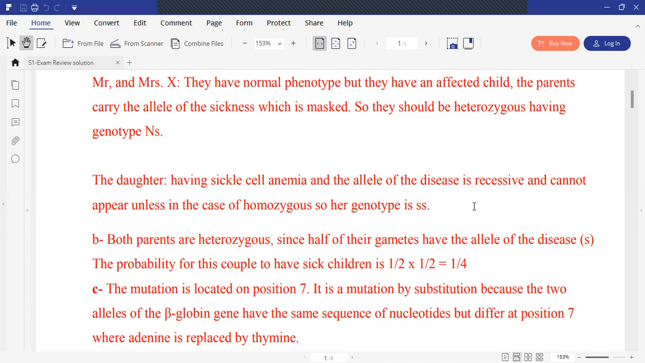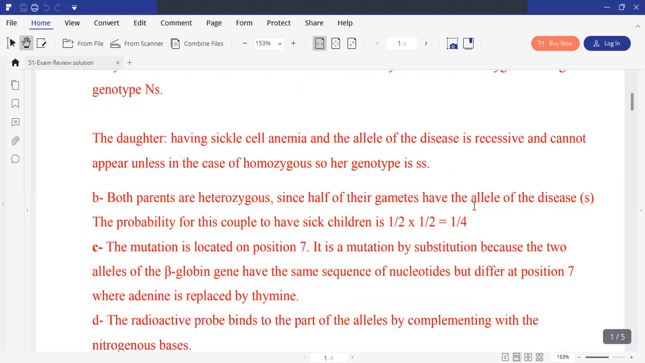So what do they want from you? Part C: specify, based on document 2, the location of the mutation and its type. The mutation is located at position number 7, where it's A in the normal and it's substituted by T. So it's adenine in the normal and it's substituted by thymine in the abnormal one. So this is the type of mutation: a point mutation by substitution.